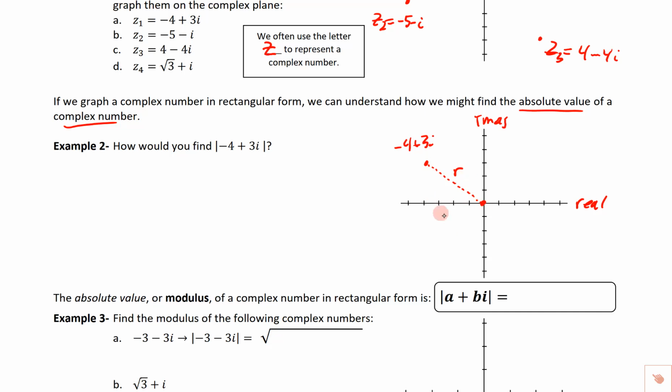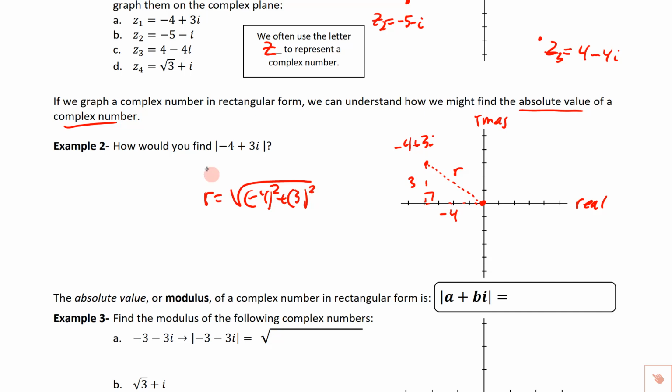And then the horizontal component right here, this real part, is negative 4, and then the vertical part, this imaginary part, is 3. So if we were to think of this as a right triangle, we can figure this out now, no problem at all. So the R is going to be the square root of, let's see, negative 4 squared plus 3 squared.